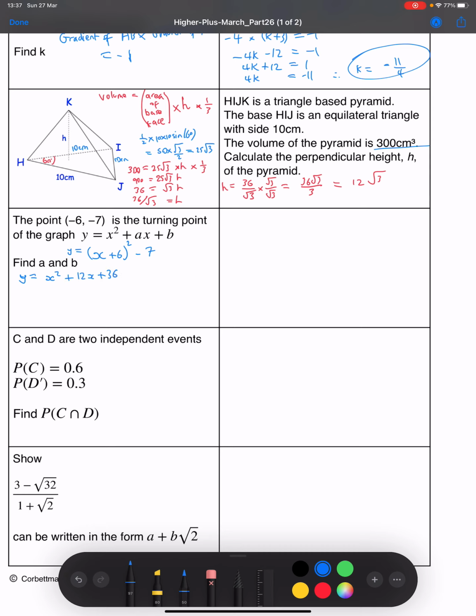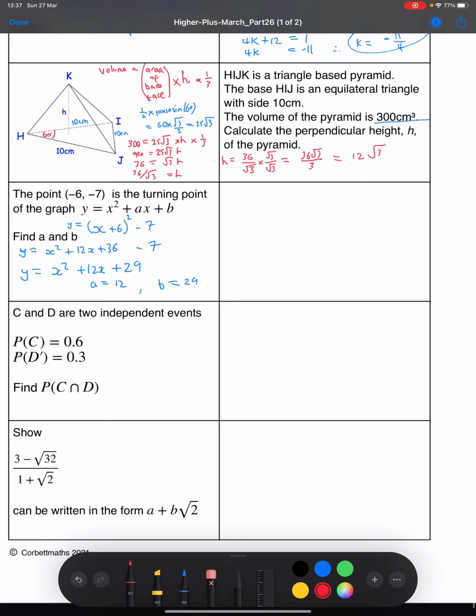I went through that expansion quickly, but it's x plus 6 times x plus 6, and we use our double bracket expansion. And then we've got the -7 again. Simplifying, that gives us x squared plus 12x plus 29. 36 take away 7. So therefore, a is equal to 12 and b is equal to 29. Lovely jubbly.